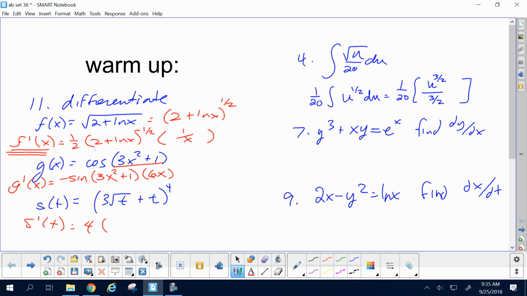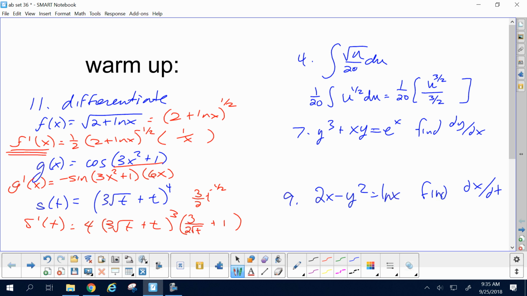And last but not least, in this case, the outside is to the fourth, so the derivative of blank to the fourth is 4 comes down, drop it to the third. Inside stays the same. Then by chain rule, times the derivative of the inside. Derivative of 3 root t is 3 over 2 root t, or if you like, you could have 3 halves t to the negative 1/2, that's fine too, plus 1.